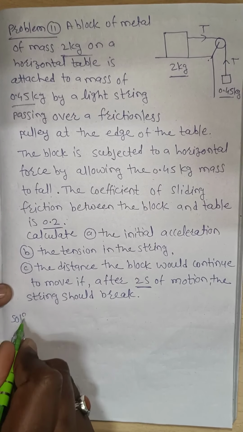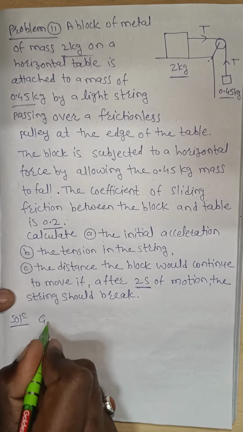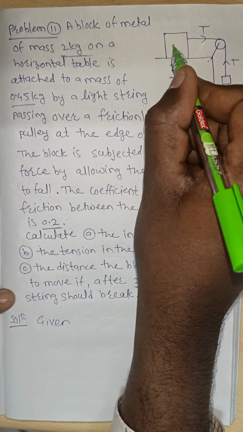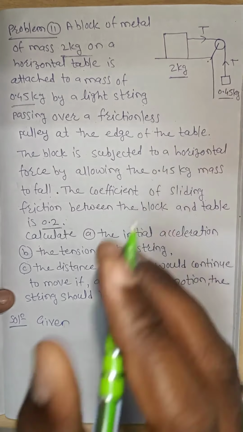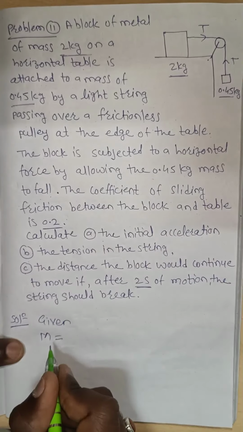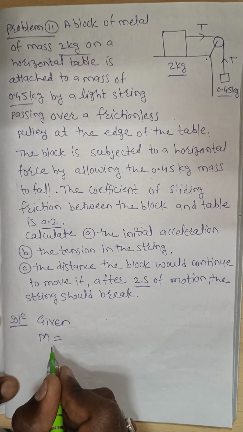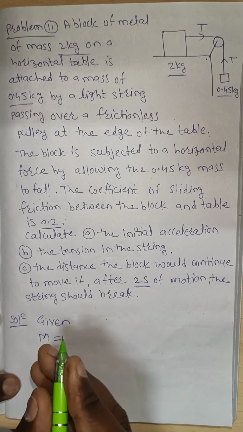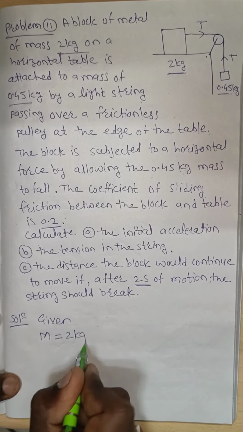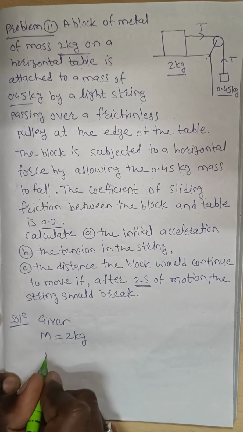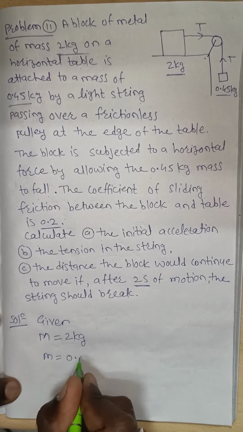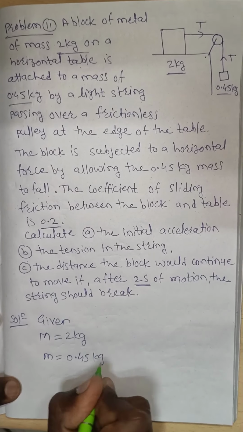Okay, now the solution. What is given? Write down the given data first. This is the big block, therefore I can represent the mass of that block by capital M, which is equal to 2 kg, and the mass of the small block I can represent as small m, that is 0.45 kg.